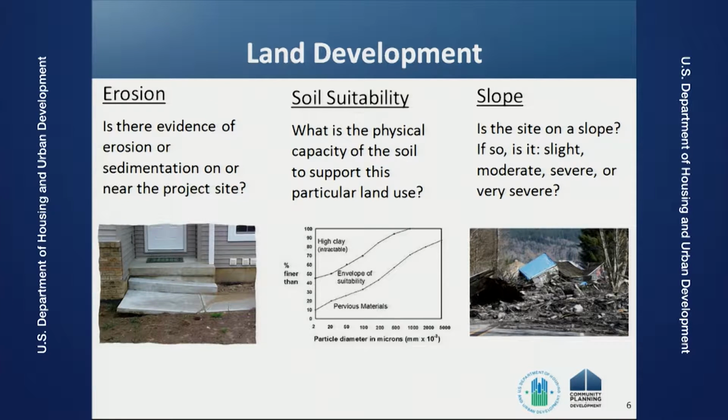The next sections in land development cover erosion, soil suitability, and slope. Is there evidence of erosion or sedimentation on or near the project site? Is an erosion control plan included as part of the construction and the construction contract? Is there evidence of ground subsidence, seismic activity, a high water table, or other unusual conditions at the site? Is there any visible evidence of soil problems in the neighborhood of the project site, such as foundation cracking, settling, or basement flooding? Is there a history of slope failure in the project area?